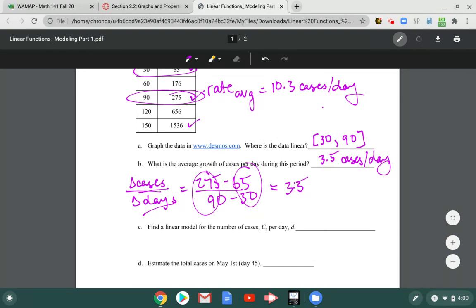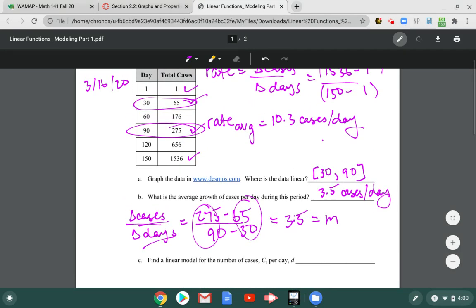Now we want to find a linear model for the number of cases per day during this time period. Well, this 3.5 that I have is the slope. I also have a couple of points, right? So the points that I've got are these here. I can change this into the point (30, 65). And the other point would be (90, 275). If I want to use the point-slope formula to find that linear model, another name for just the equation of the line, I can use either of these points. I'm going to grab the first one.